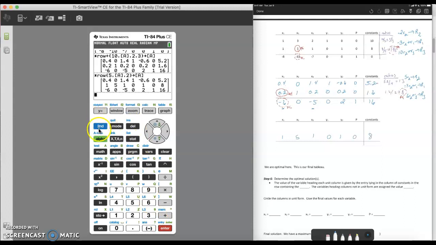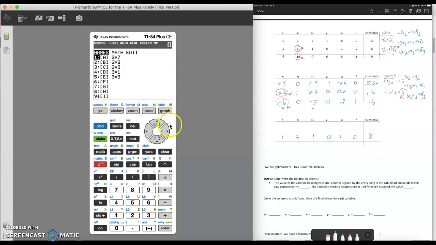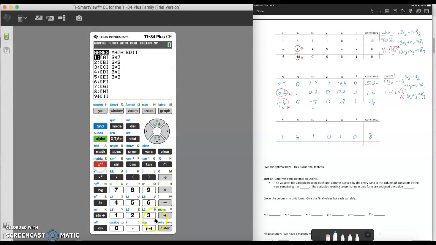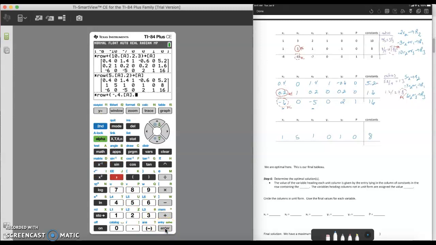Okay, next, second matrix math, I need to do a times row plus this time. This time we're multiplying by negative 0.4 in matrix A, and we are doing this to row 2 in order to change row 1. Store back into matrix A. We get a 0, a negative 2, 1, 1, negative 1, 0, and 2.